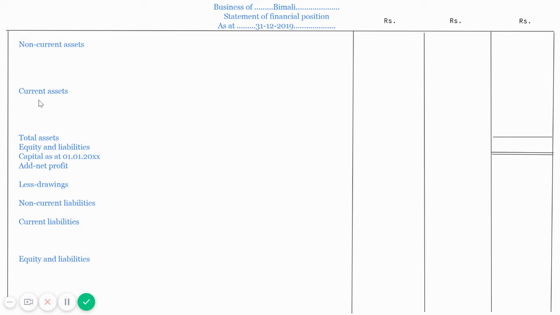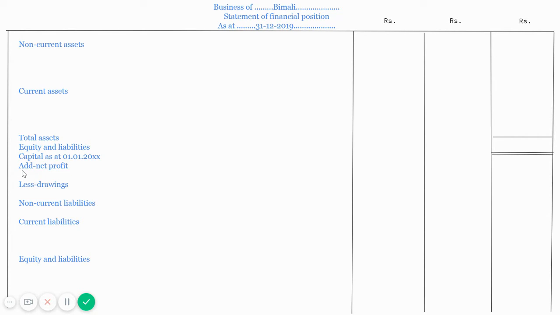Then under current assets, here 4 lines, 5 lines you have to leave. Under non-current assets also you have to leave 5 lines. Then under current assets, again 5 lines. Then you will get the total assets figure, which you are going to equalize. Then on the next line itself, you can write equity and liabilities. Then on the next line, capital as at 1st January 2019, according to this sum.